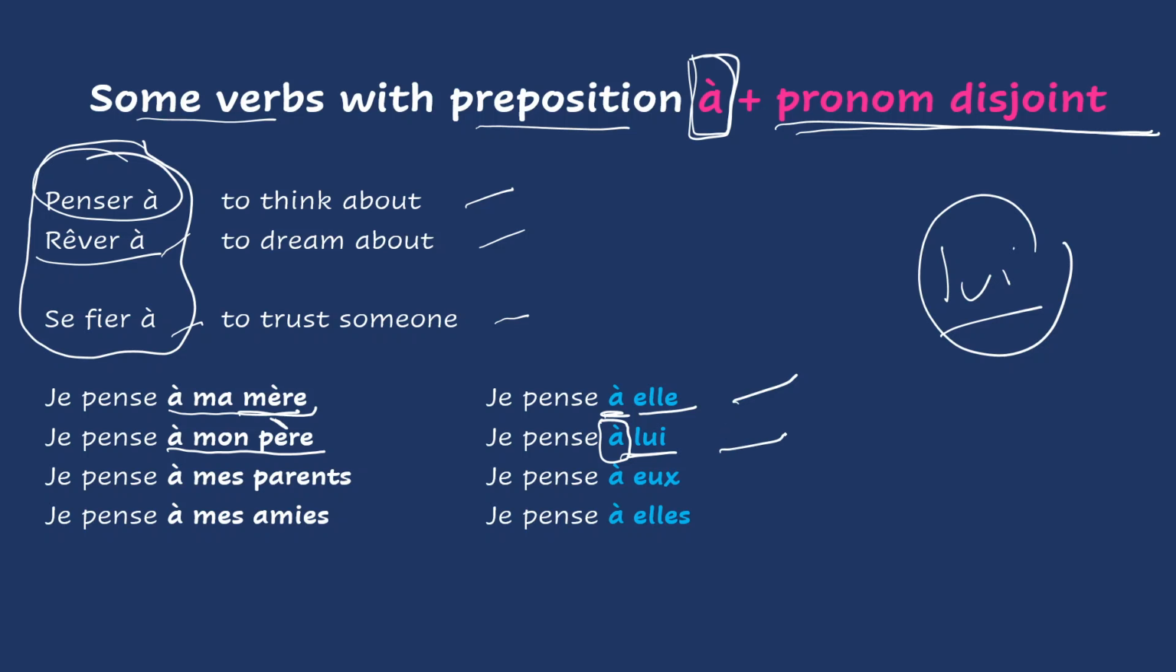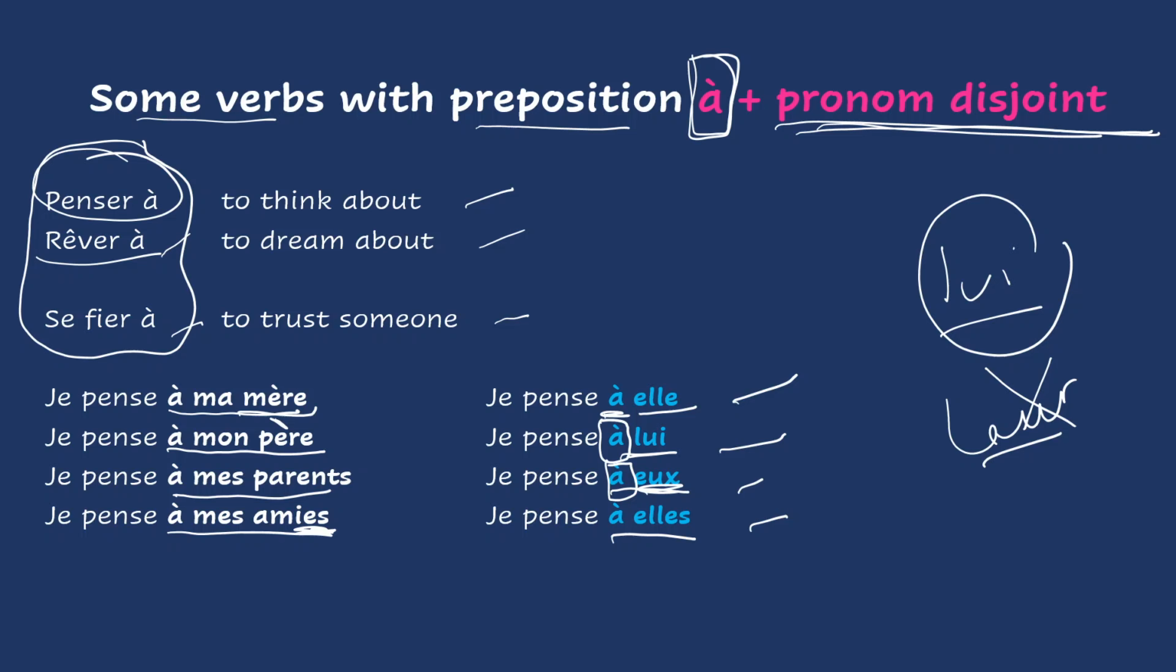Je pense à lui. Je pense à mes parents: instead of using leur, you are going to use the disjoint pronoun à eux. Je pense à eux. So you keep the preposition and you add eux. That's the form of this pronom disjoint. Je pense à mes amis, here we have a plural feminine. Je pense à elles.